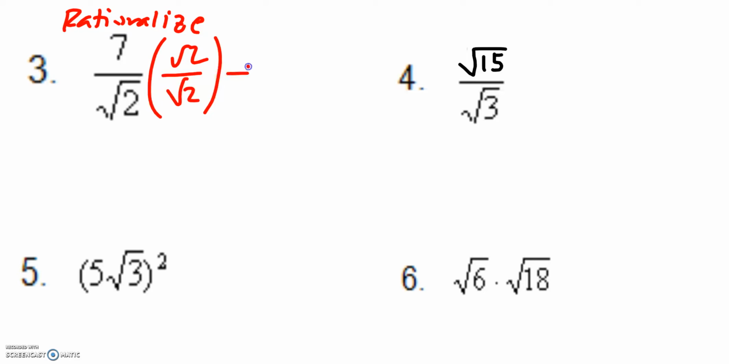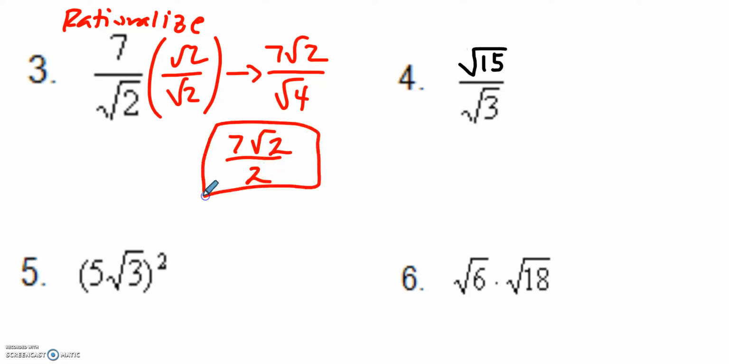So if I multiply straight across, we would get 7 times root 2 is just 7 root 2. Root 2 times root 2 is really root 4, which really ends up just being 2. So my answer rationalized would be 7 root 2 over 2. And we would leave our answer like that because we can't take anything out of 7 and 2.